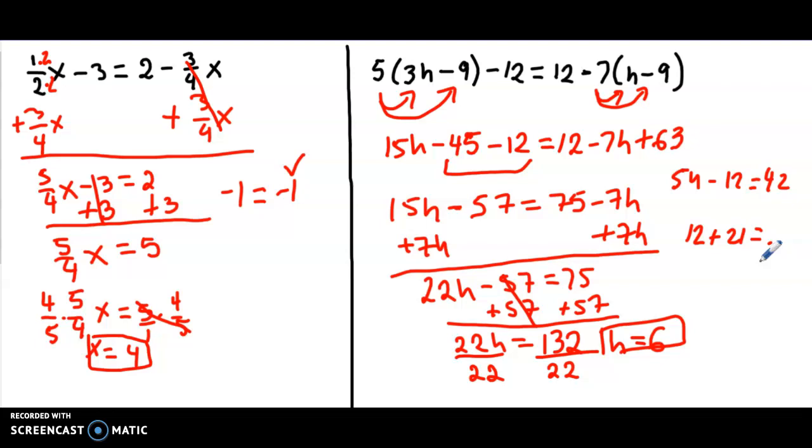6. 18 minus 9, 9. Oh, I know where we went wrong. Right here. 18 minus 9 is 9. 5 times 9 is 45. That's not 54, 45. Minus 12. 45 minus 12 would be 33. So 33 equals 33. We are correct. So anyone can make a mistake, even myself, but checking has its benefits.